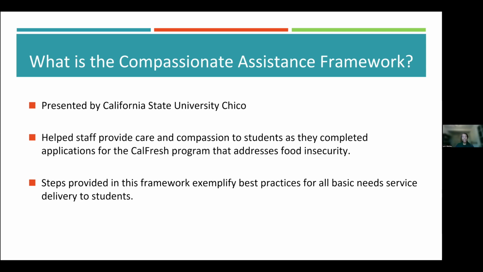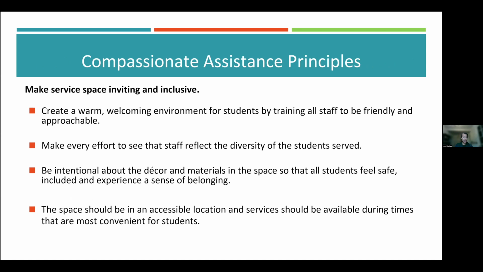So steps provided in this framework are really best practices for all of the basic needs service delivery that you're doing. A lot of this will be kind of common sense to you. It's basic tips and tricks. So we'll just go through it quickly. Oh, we're at 144. It'll just take a few minutes for us to go through this. Some of this I've already said as well.